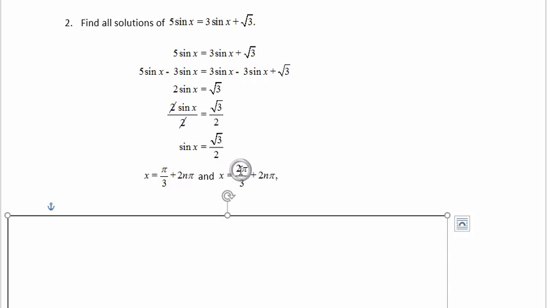Now, we also want to include a solution every time we go around the circle here. So you notice we're including this 2 pi n or 2n pi, either way you want to write it, plus 2 pi n, because every time we come around the circle, we're going to hit that solution again.